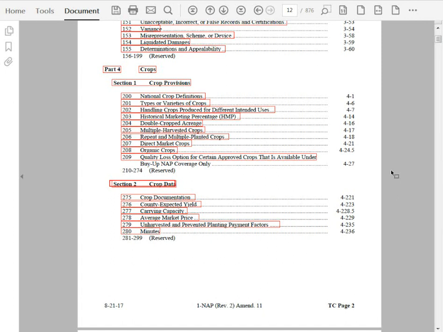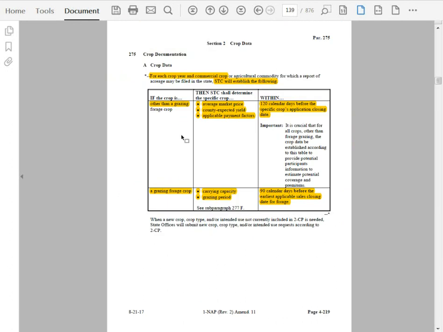Most of the paragraphs are going to apply more to the state office and to the state committee than they do to county offices, so we're going to move pretty quick through this section. But it's good for county office employees to have an understanding or an idea of what sorts of information are gathered, the process for changing yields and prices and things like that, so that if you ever need to propose a new price or a new crop or anything like that, you have an idea of what's expected. So to get started, we'll go to paragraph 275.